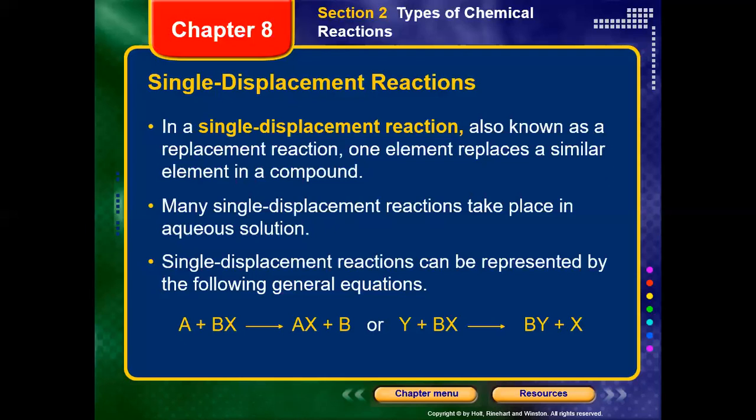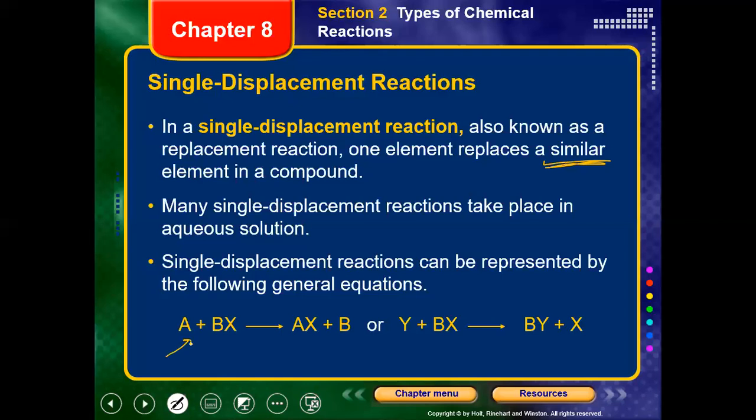A single displacement reaction, also known as a replacement reaction, is one in which one element takes the place of another element. One element replaces a similar element in a compound. Please be careful in this part. Yani, one element tries to take the place of another element from the same category. When I'm saying same category, yani a metal tries to replace another metal, or a non-metal tries to replace a non-metal. Many single displacement reactions take place in aqueous solution. Single displacement reactions can be represented by the following general equation.